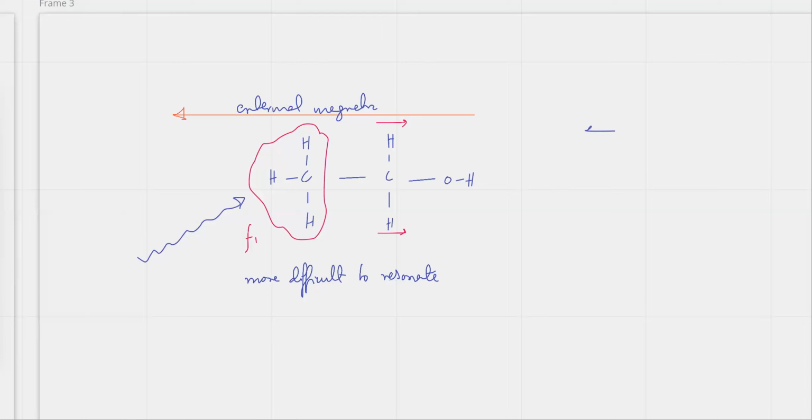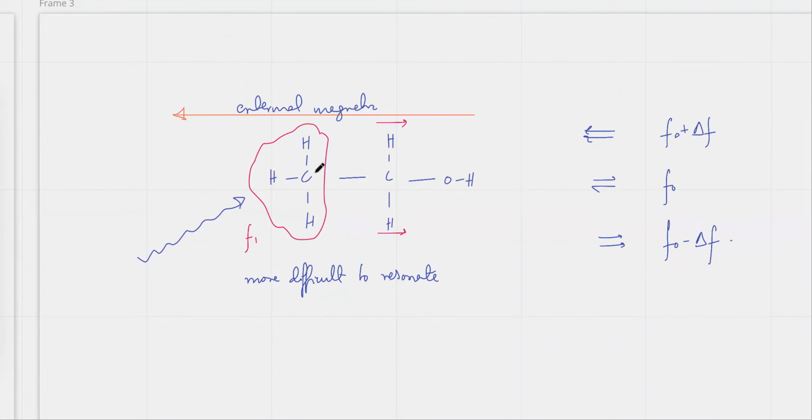They could either be aligned with the external magnetic field, so that means the frequency would slightly increase. Or one of them would be aligned and the other one would be opposing, so in that case there would be no effect. Or both of them could be opposing, so it would cancel out the external magnetic field and it would become easier for the hydrogen protons to resonate. So is this clear? Yes, sir.